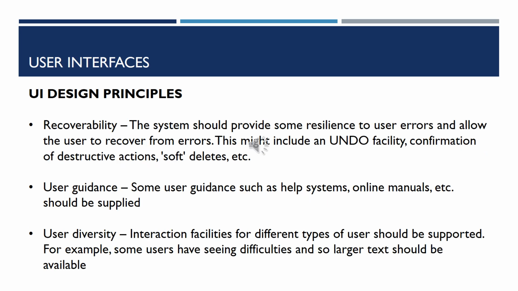Next in UI design principles is the recoverability. The system should provide some resilience to user errors and allow the user to recover from errors. This might include an undo facility, confirmation of destructive actions, soft deletes, etc. Your system should, if you're trying to give access to your users to delete a record, always give them an option to confirm their decisions. A quick message box to tell them what they are going to do should give them time to think about what they're trying to do.